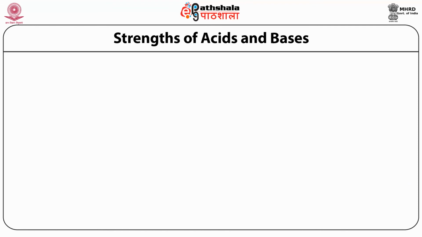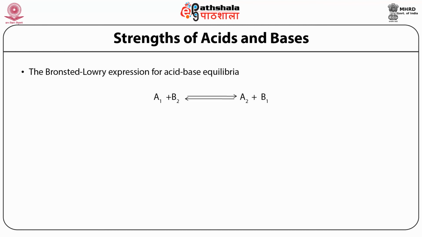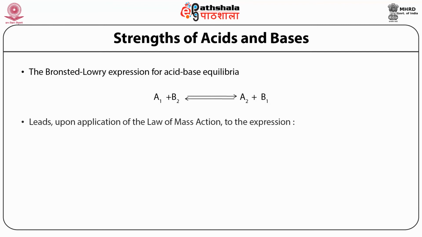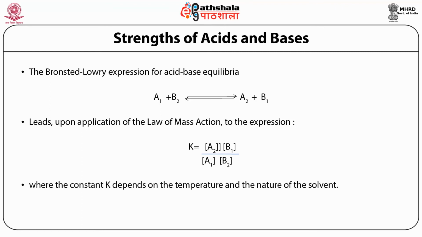Strengths of acids and bases. The Bronsted-Lowry expression for acid-base equilibria, A1 plus B2 is in equilibrium with A2 plus B1, leads upon application of the law of mass action to the expression K is equal to [A2][B1] upon [A1][B2], where the constant K depends on the temperature and the nature of the solvent.